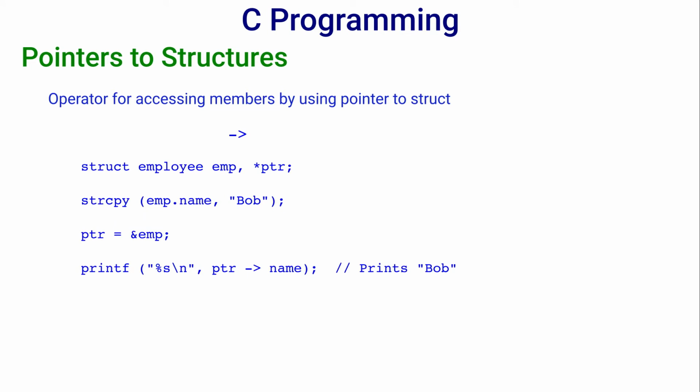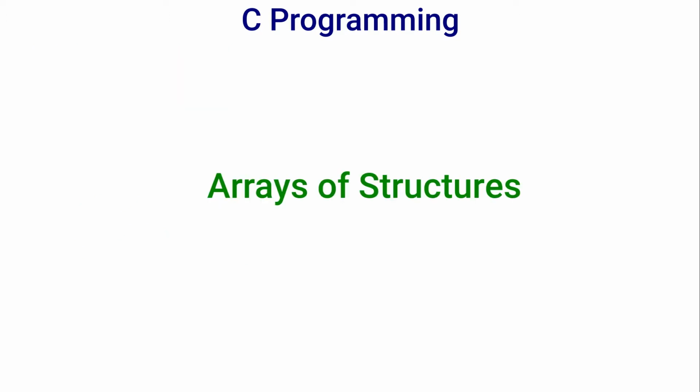For example, struct employee *ptr. emp is a struct with the tag struct employee, and ptr points to a structure of the same type. Then we can assign ptr with the address of emp. Now we can access members of the emp structure using this member access operator.